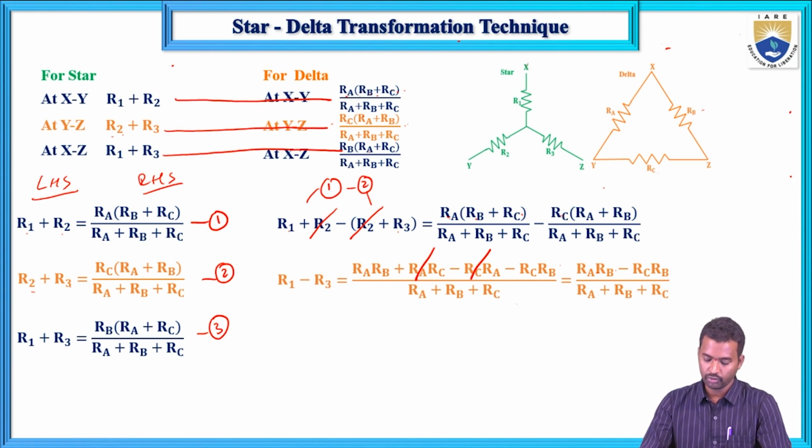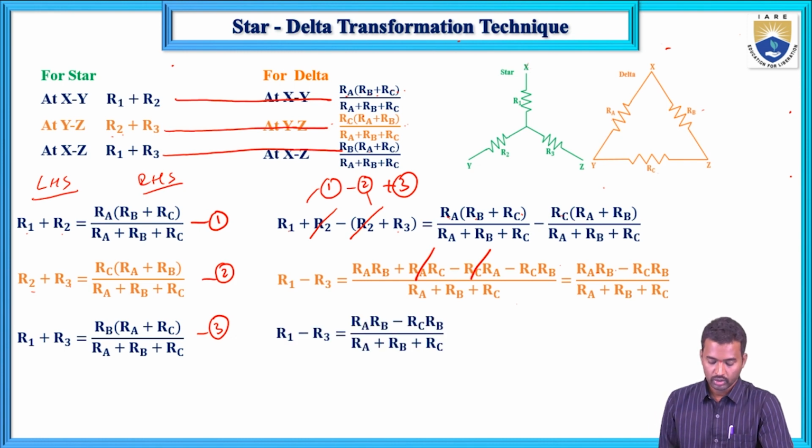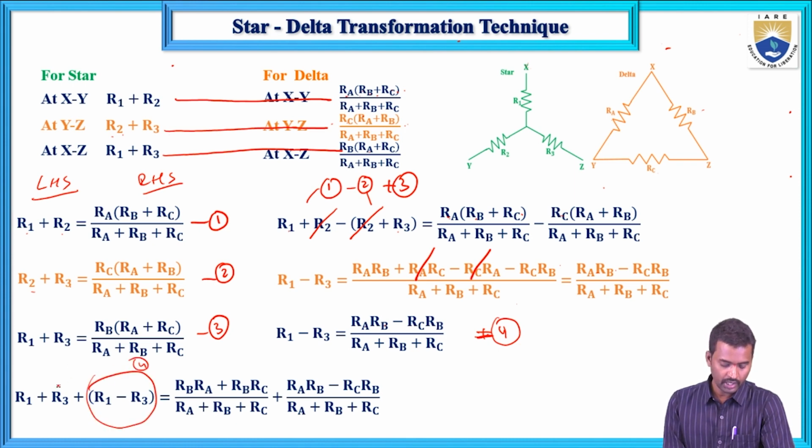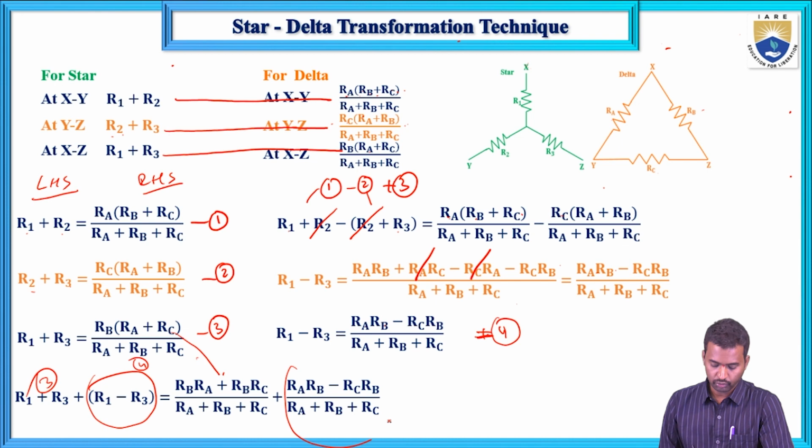This is equation number 4. So now for this you add plus 3: 1 minus 2 plus 3 you need to add. So now this R1 minus R3 is RA RB minus RC RB divided by RA plus RB plus RC. This is equation number 4. So 4 plus 3 you do. Plus 3 means this one. This is the 4th one.